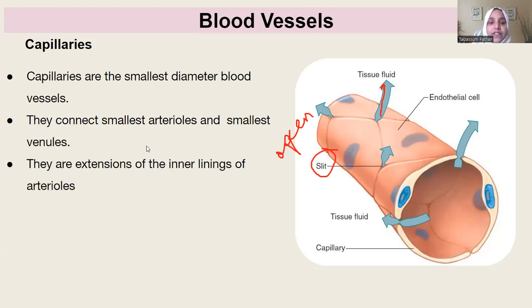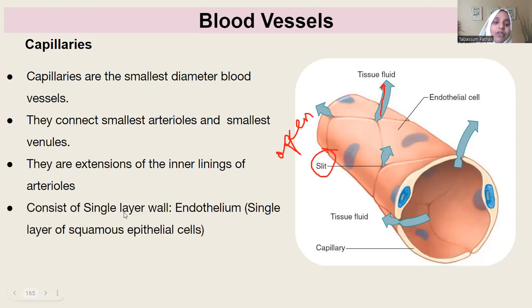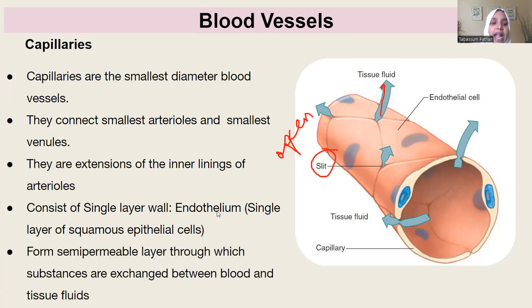They are extensions of the inner linings of the arterioles. So the inner lining, that endothelium, is extended, and they make up the capillaries, endothelial in nature. They have only one layer, that is the endothelium, a single layer of squamous epithelial cells. Okay, and they are semi-permeable membranes. They form the semi-permeable layer through which substances, molecules or fluid can go in and out of the blood and the tissue fluid which is surrounding these capillaries.